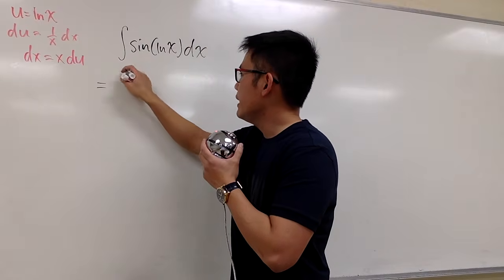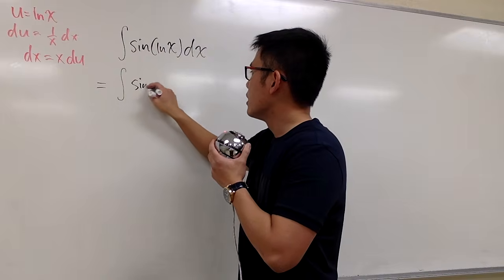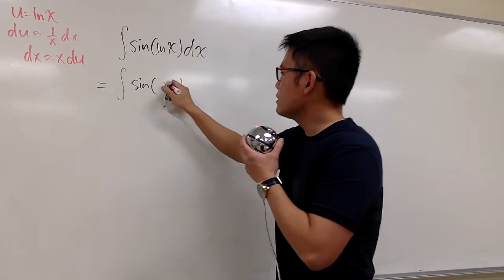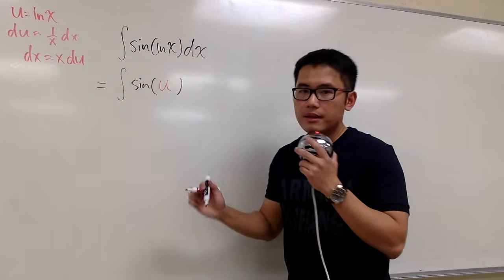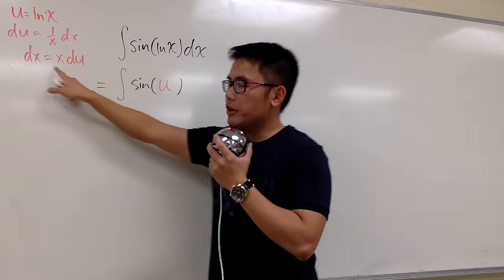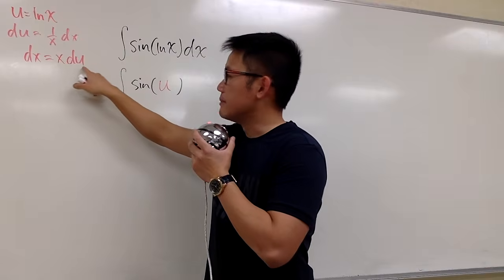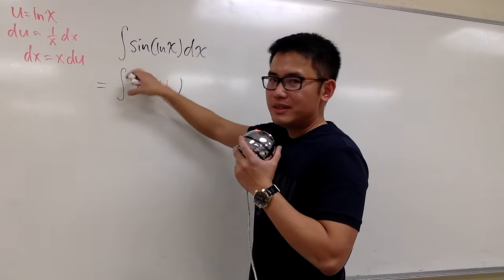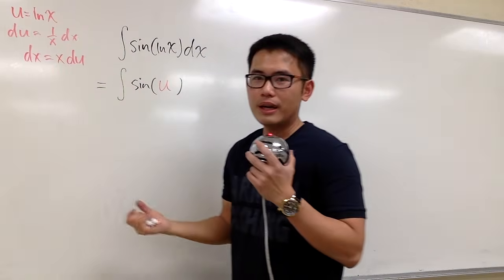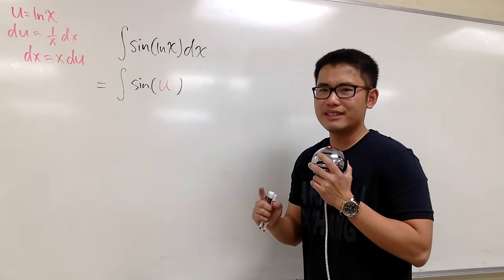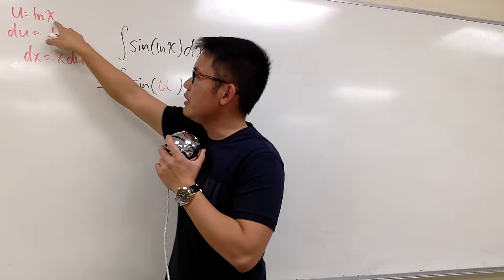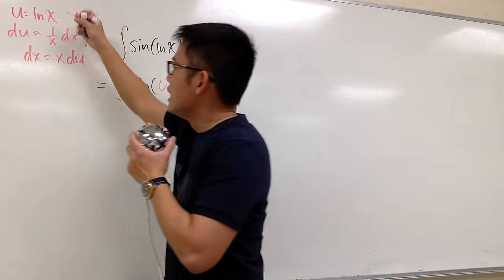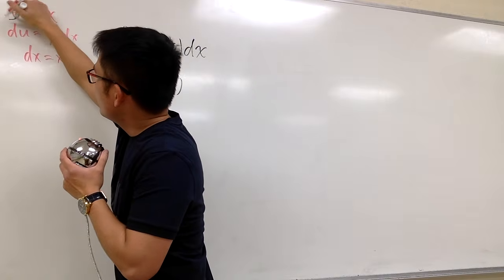Alright, so let's see what we get. This is the same as integrating sine of the inside, and now ln x is the u, so that's good. But then the dx, if you look here, is x times du. And right here, we don't have 1 over x. There's nothing I can cancel with that x, right? So it's too bad. But I'm going to refer back to the u equation. u is ln x.